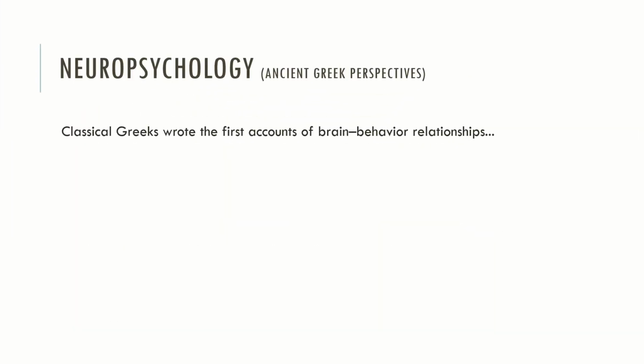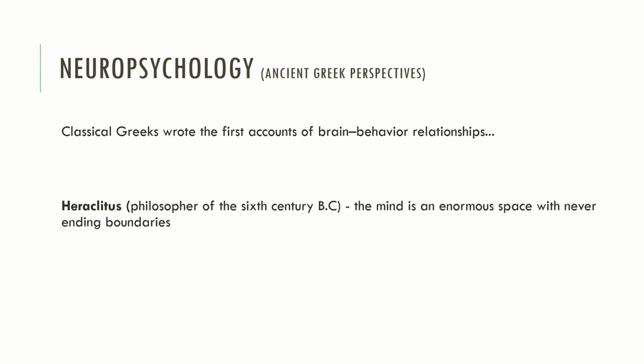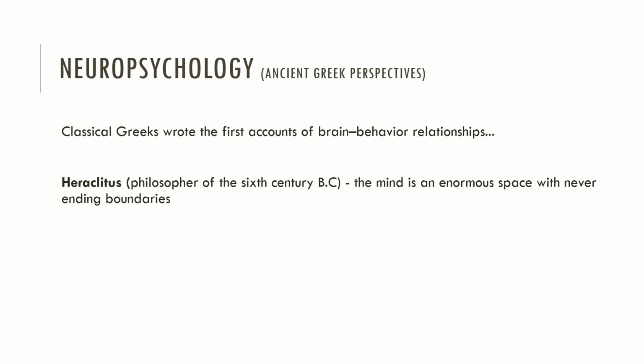The classical Greeks wrote the first accounts of the brain and behavior relationships. Heraclitus was one of the first philosophers to say that the mind is an enormous space with never-ending boundaries. So he had the notion that the mind is a very, very huge domain whose boundaries we may never reach.